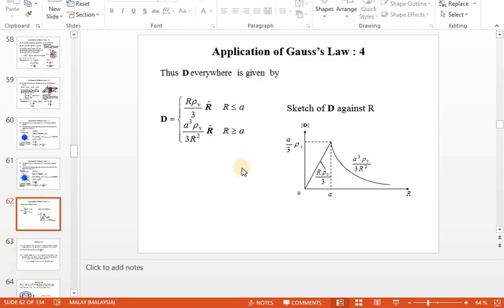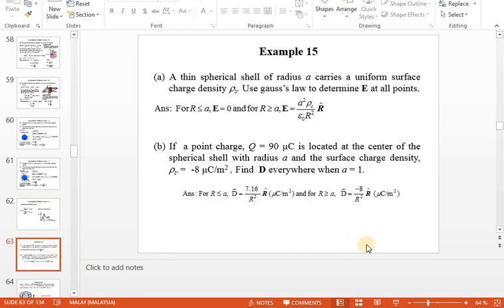Any question here? You have derived this how many times? 5 times, right? Point charge, line charge, surface charge, volume charge when the R is less than A and when the R is greater than A. So you should be familiar with the derivations. Now I want you to look at this example 15.